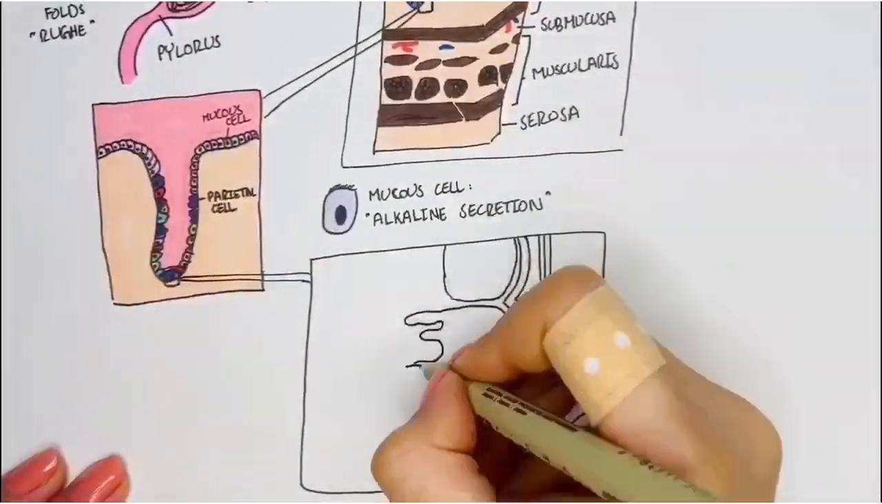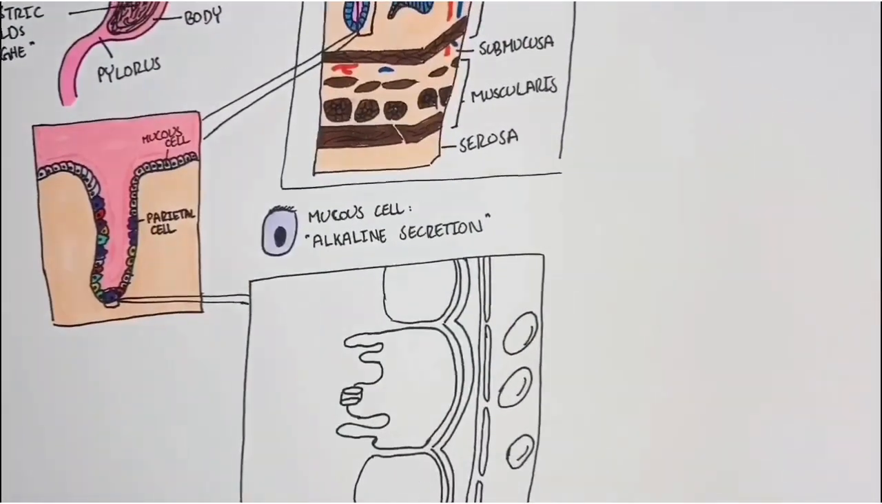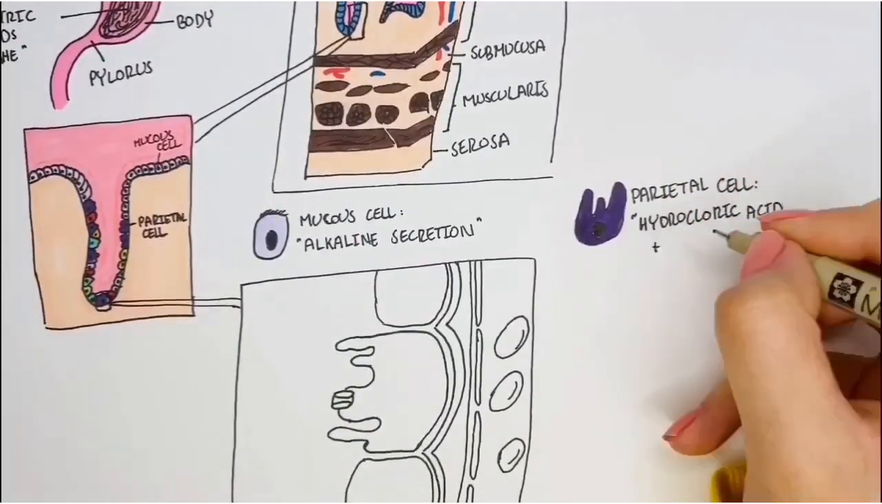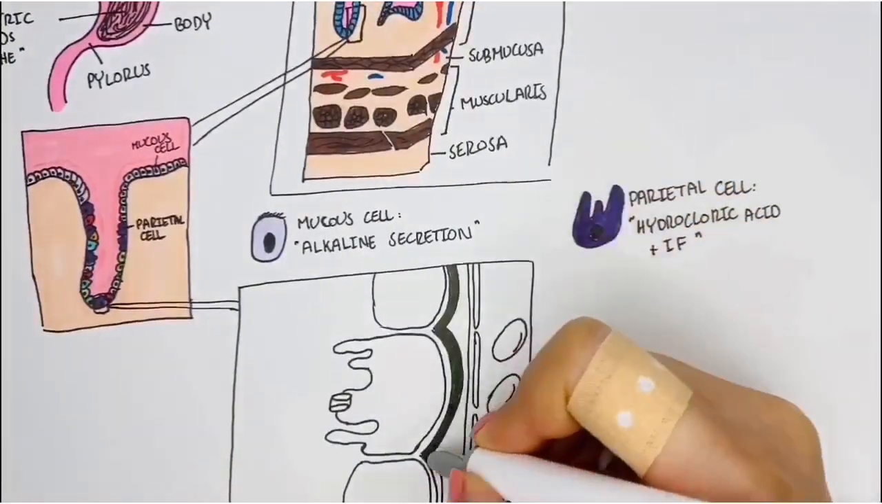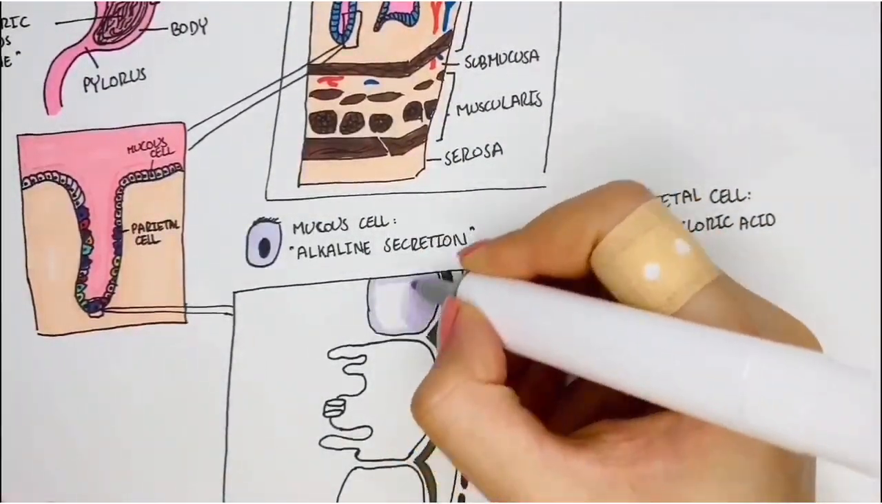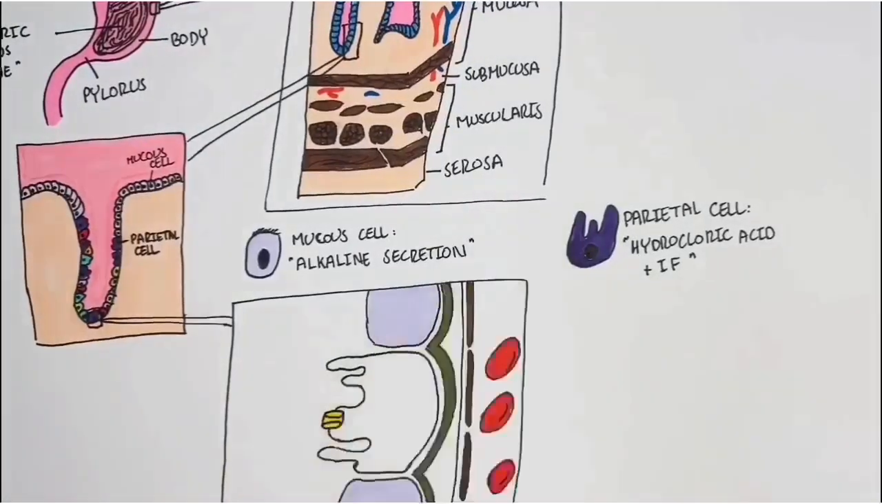Parietal cells are the second functional cell type and are one of the most important cell types in the stomach's mucosa because they secrete hydrochloric acid and intrinsic factor. Hydrochloric acid is important for the activation of many of the gastric enzymes, while intrinsic factor is important for the absorption of vitamin B12.